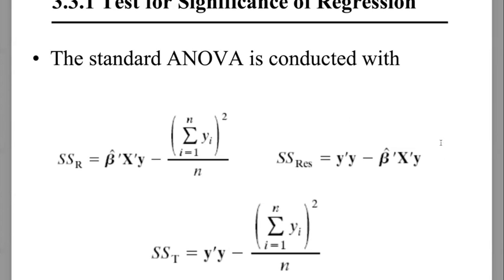Now, this is just an algebraic simplification of the inner product of the error vector, or the residual vector itself. All right, so you can calculate it a couple different ways, but this is the way that they're showing it in the textbook.